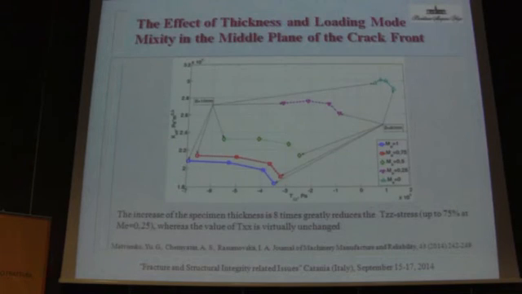In contrast to the in-plane constraint parameter, the increase of specimen thickness by 8 times greatly reduced the out-of-plane constraint parameter, up to 75% at this mixity parameter. There is the area where the in-plane constraint parameter is unchanged.